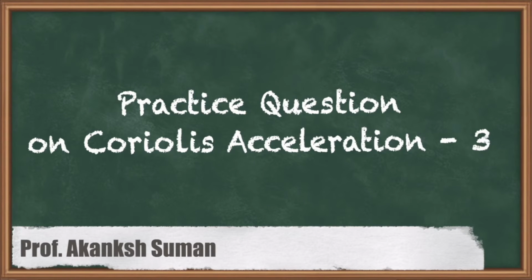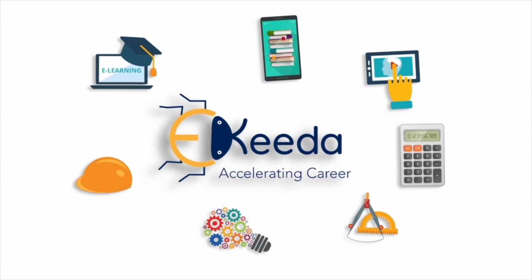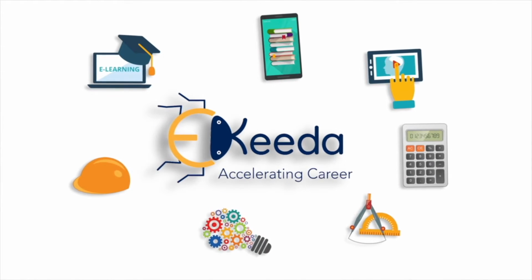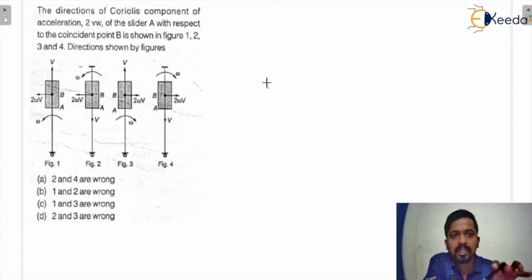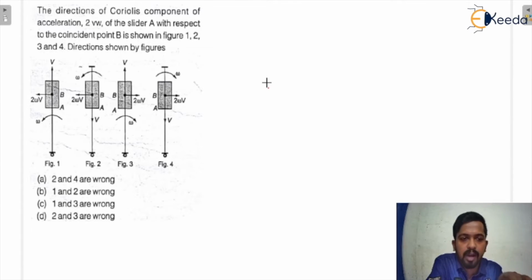Now we are going to solve the questions based on the Coriolis acceleration. You have to know the direction. This is a question based on the direction of the Coriolis acceleration. Basically, we all know how to calculate the magnitude of the Coriolis acceleration, but the direction is the important thing, because some confusion may take place when you determine it.